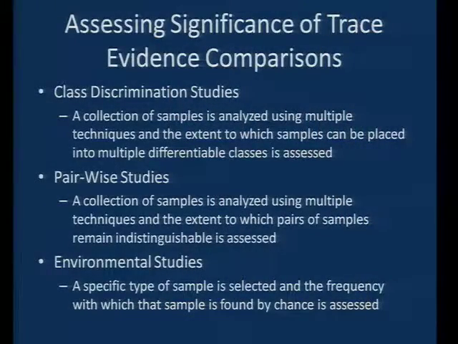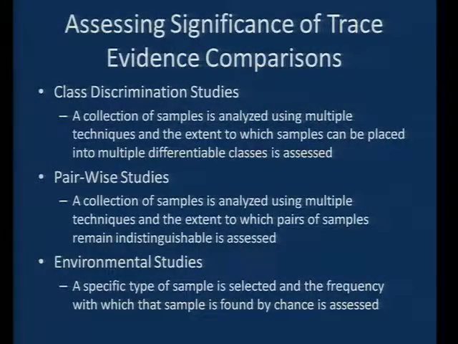So how do we do that? This is just 3 examples. There's a number of different ways to approach this problem. I've done a lot of the first one, where you do class discrimination studies: take a number of samples and see how much differentiation you see within a certain population. That's number 1. Another one that we've seen here this week is pairwise studies. So collect a number of samples, analyze them by multiple techniques, and at the end of that analysis, decide how many of these pairs of samples are left indistinguishable. And that reflects the extent to which we can differentiate.